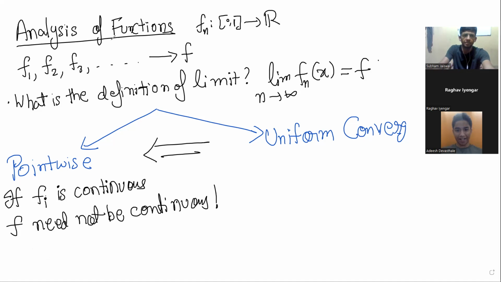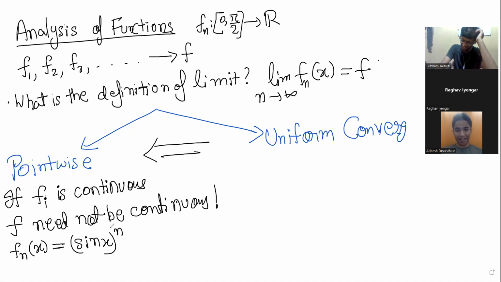Yes. So fn of x goes from 0 to pi over 2. Okay, so I just defined fn of x as sine of x raised to n. Now, at the end point it will be 1, and everywhere else it will be 0.